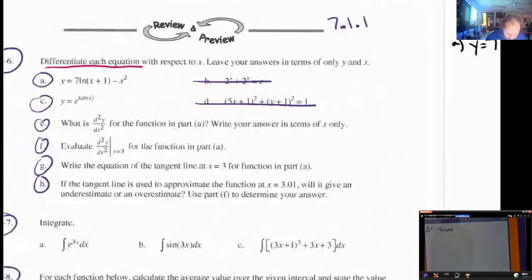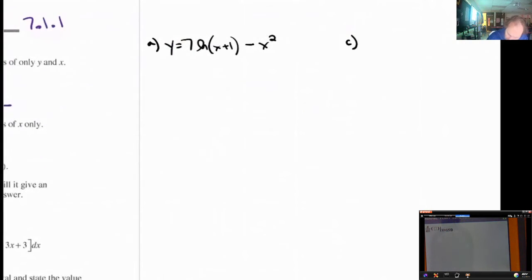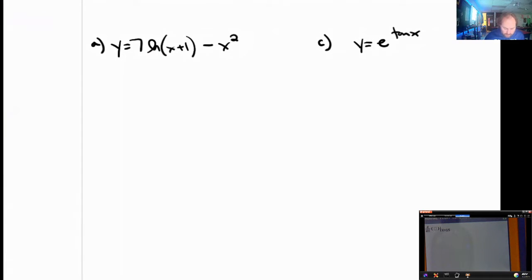I'm just going to go ahead and write down C in this space anyway before we get started. Y is e to the tangent of x. Cool. So we just got to remember all of our derivative rules going forward here. In question A, when we do dy dx, the constant of 7 doesn't do anything, but the derivative of the natural log is 1 over x plus 1, like that.